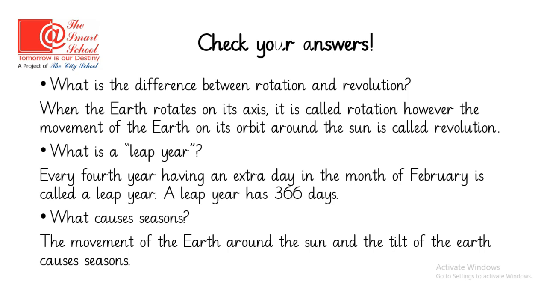What is a leap year? Every fourth year having an extra day in the month of February is called a leap year. A leap year has 366 days. What causes seasons? The movement of the earth around the sun and the tilt of the earth causes seasons.